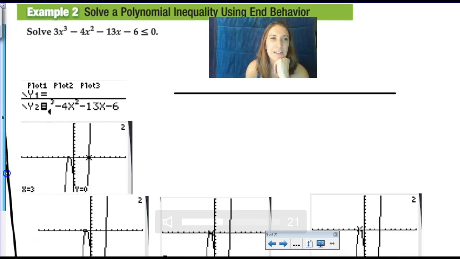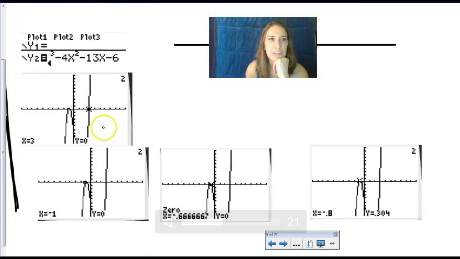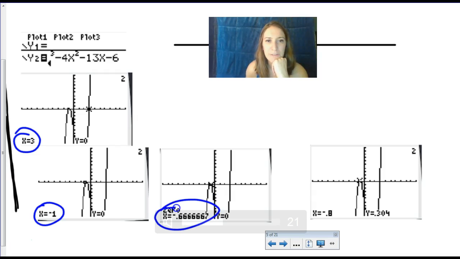We use a little technology assistance, and this cubic function looks like this, where they found out that there is a 0 at 3, at -1, and then also at -2/3. It does not bounce right here. If we got a little better, oh, there's another one, -0.8.